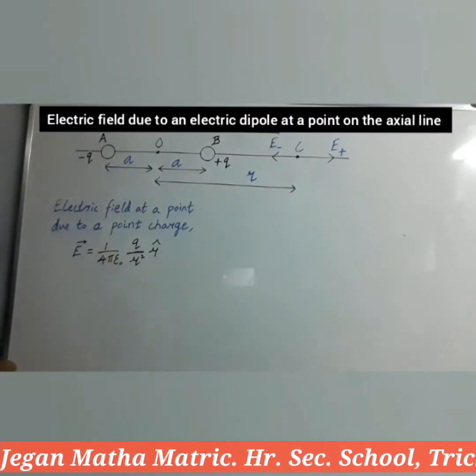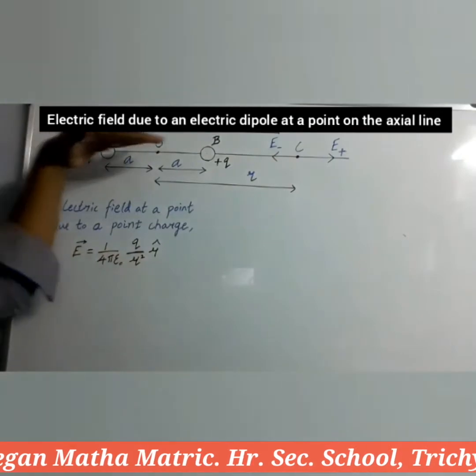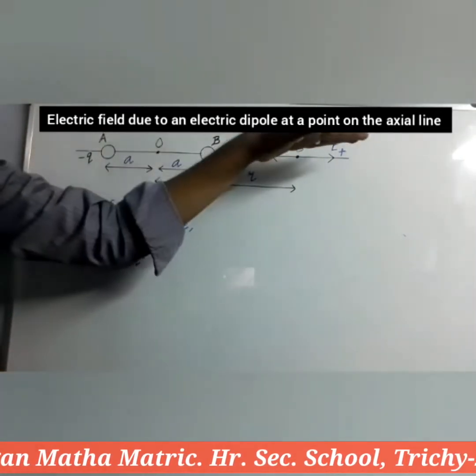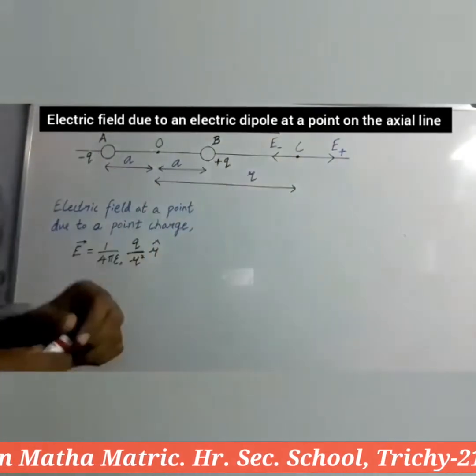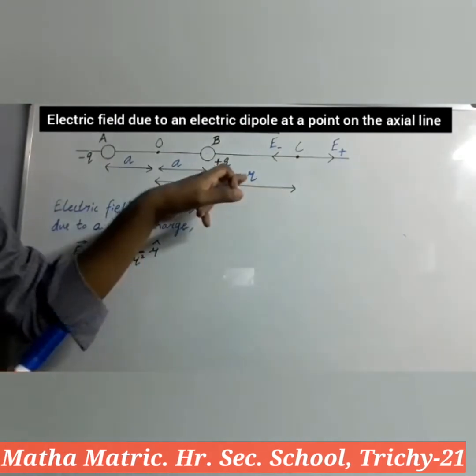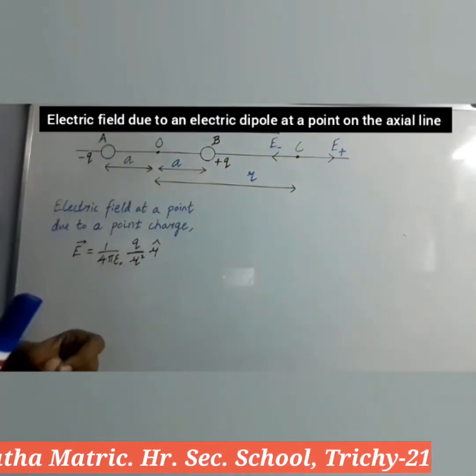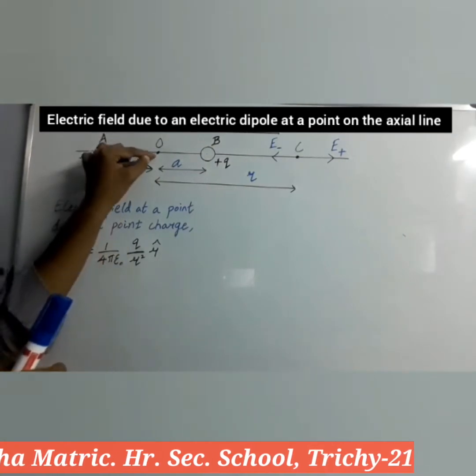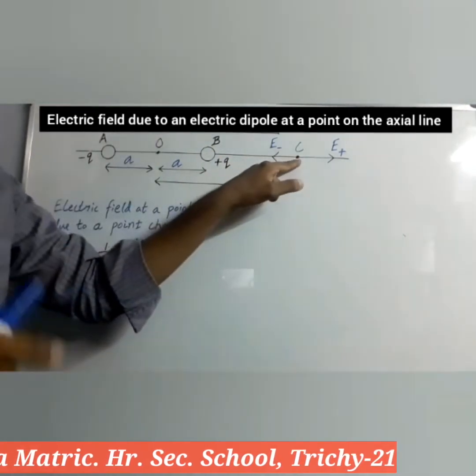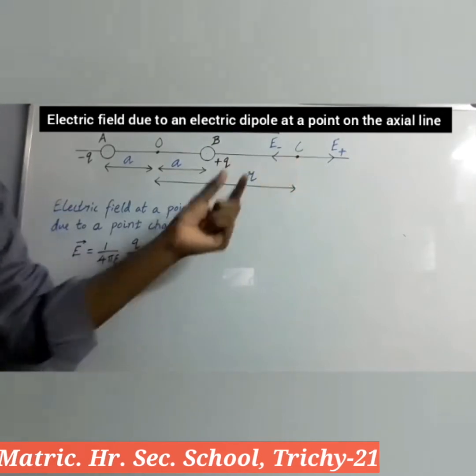Here I am going to take the point C on the axial line in the x-axis. That point is at the distance r from the midpoint of the electric dipole. The distance between the center of the dipole O and the point C where we are going to find the electric field is r.